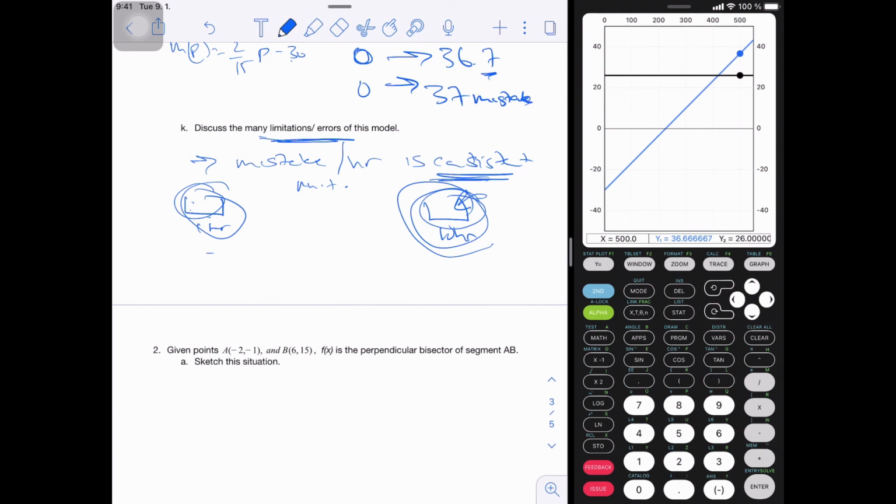We're also considering that each worker has the same rate of mistakes. And so we have to realize that this has been averaged to all the hours and all the workers. And those are reasonable assumptions, but they're not going to be actual reality in truth.